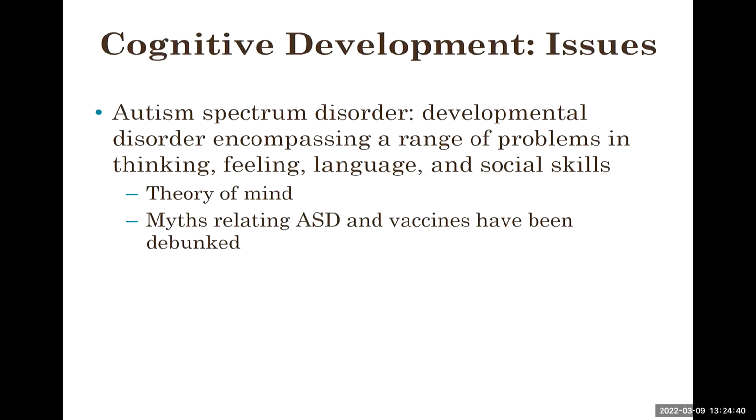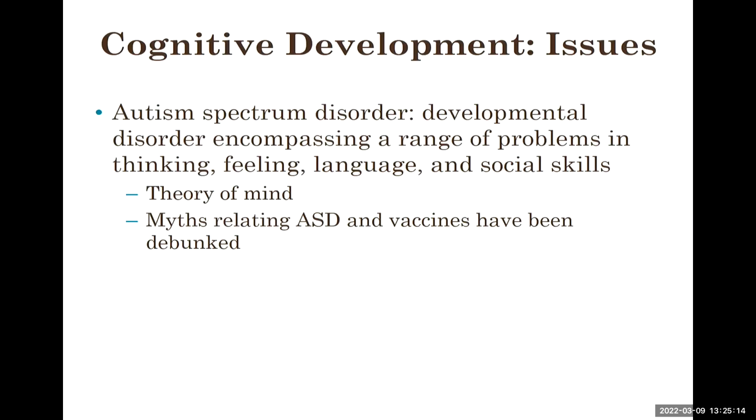One issue of cognitive development is autism, which we mentioned briefly the other day. Autism spectrum disorder is a developmental disorder encompassing a range of problems in thinking, feeling, language, and social skills. People on the autism spectrum have trouble understanding other people. They have trouble with theory of mind, understanding the intentions and feelings of other people. No, vaccines do not cause autism spectrum disorders.